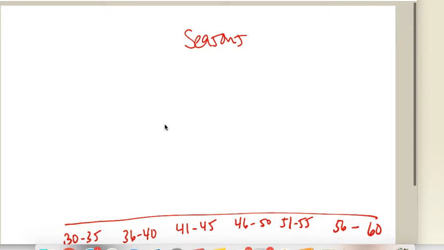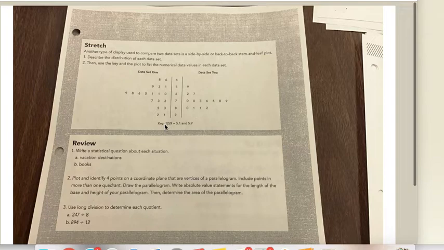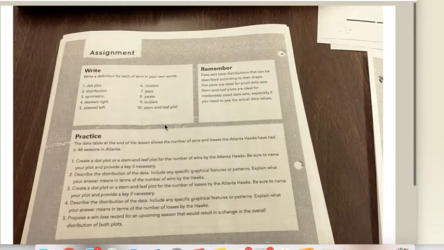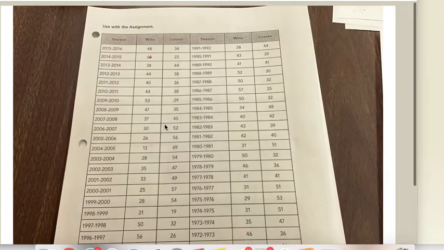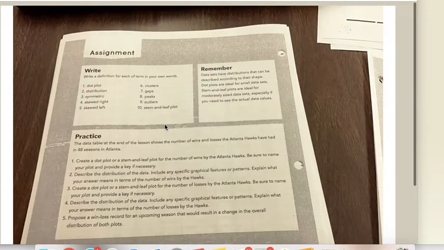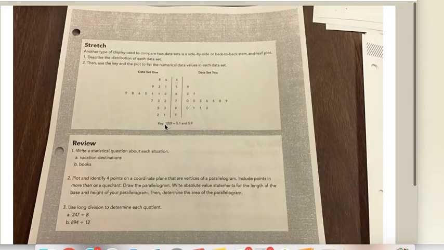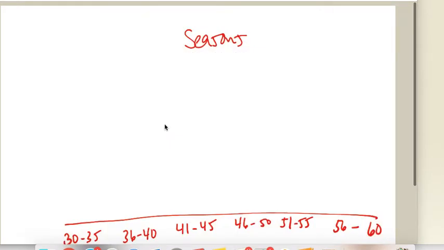So I'm going to go back to my chart and figure this out. So my first one was from 30 to 35. So 30 to 35, I have wins here. 30 to 35, I have 1. Oh, you know what? We weren't supposed to start at 30. I messed up. We should start at 13. Oh, I need to go back and fix that. Sorry, guys. Let me go back and fix that. So I'm going to have to erase this.